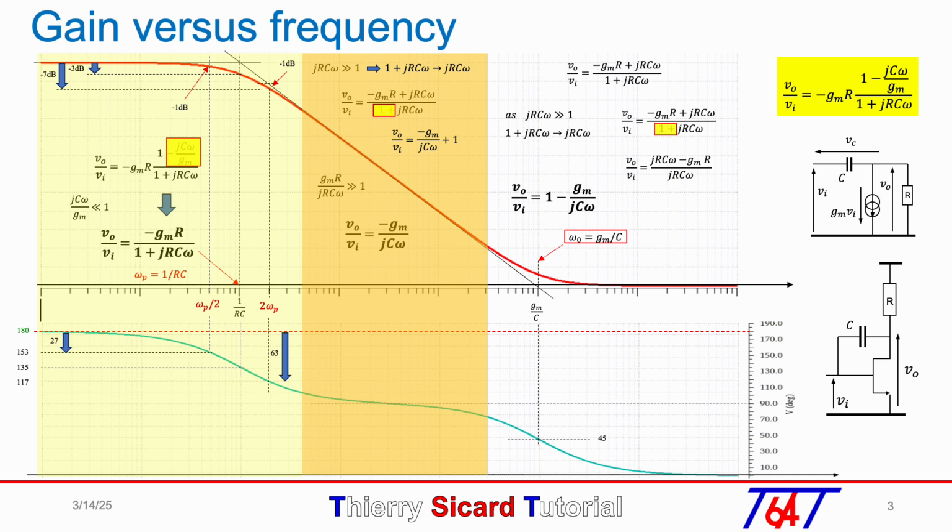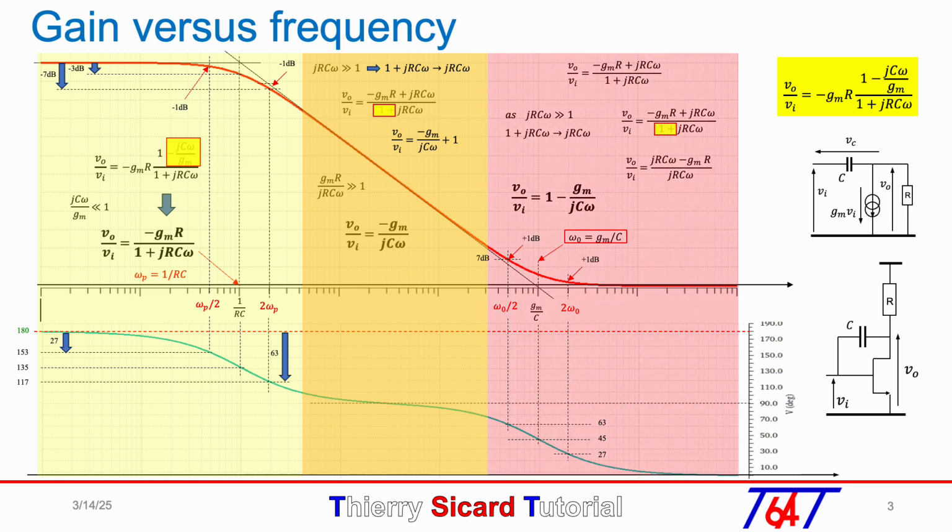When the angular frequency omega 0 is multiplied by 2, the gain is plus 1 dB over the horizontal asymptote of 0 dB and the phase is 27 degrees. When the angular frequency omega 0 is divided by 2, the gain is plus 1 dB at the asymptote of minus 20 dB per decade or plus 7 dB and the phase is 63 degrees. The red color highlights the high frequency portion described by the gain equation 1 minus Gm over Jc omega.